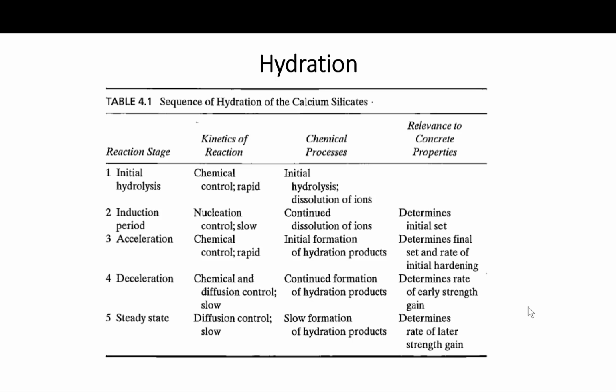Here in this table, you see the processes that occur in each stage. It shows each of the 5 stages I just described, the kinetics of the reaction, whether it's chemically controlled, what happens, what controls the reaction, the chemical processes, hydrolyses, formation of hydration products, etc., and their relevance to the concrete properties. I will describe them in detail now.